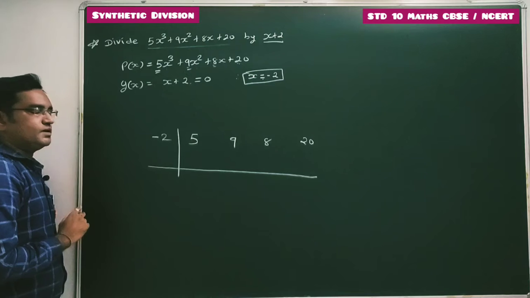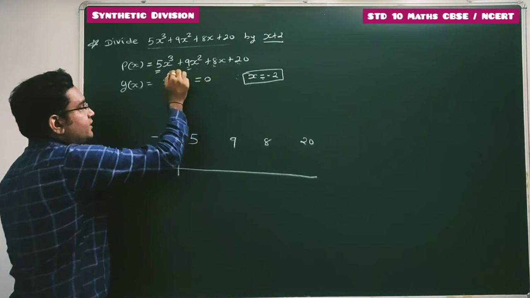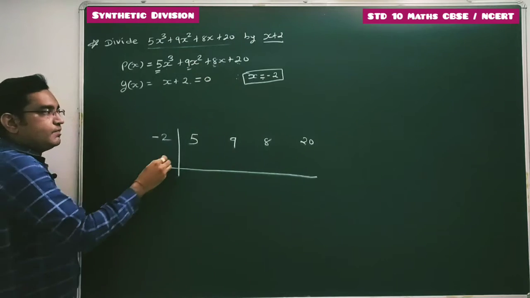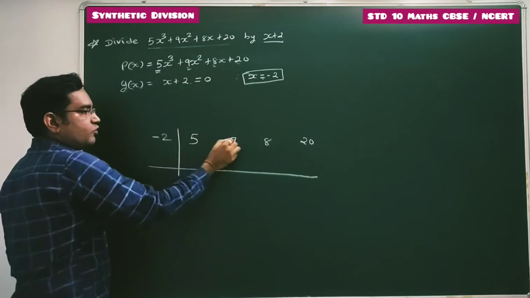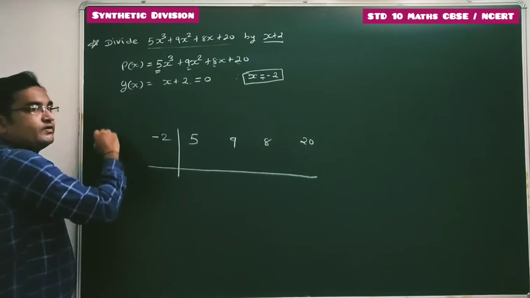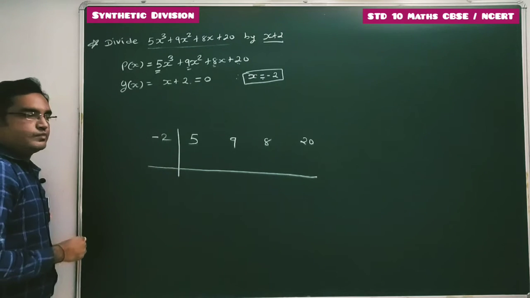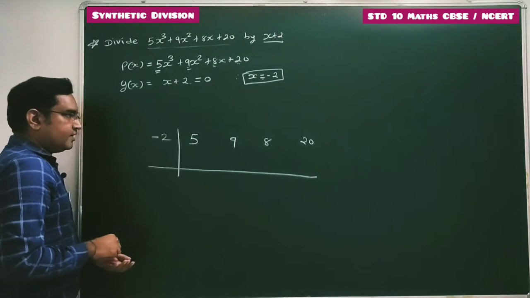Clear students? So what do you have to do first? We have to note down the coefficients, right? First you have to note down the coefficients of every term. Then we have to take the divisor equal to 0 and find the value of x. Done? Now let's start this division.